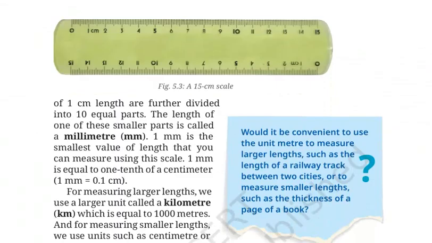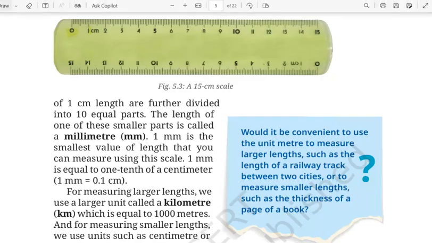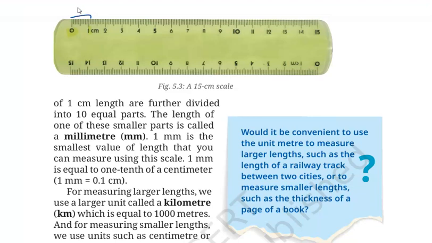All right, here we have a scale, if you can see. So you see 0, this is 0 and this is 1. So from 0 to 1, this is 1 centimeter, and this 1 centimeter is further divided into 10 equal parts. Let me take a pen. Yeah, you can see that they are further divided into 10 equal parts. So how many equal parts? 10 equal parts.